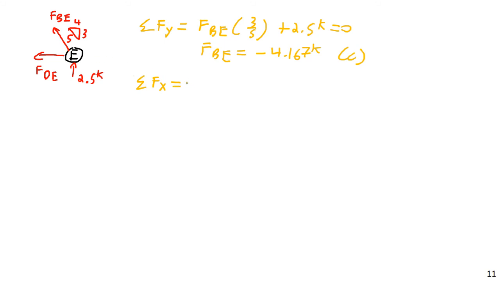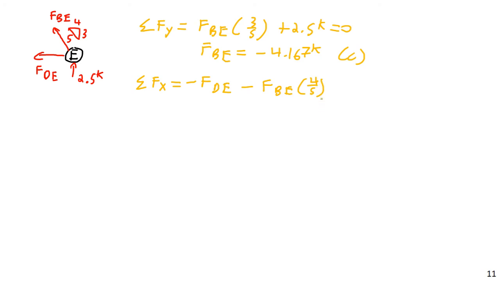And I'll have negative FDE. And notice, when I write my equations, I always create them based off of my diagram here. Negative FDE minus FBE. So even though I am going to put a negative in here eventually, right now I'm just creating my equation purely off of my diagram. I'm ignoring this. I'll substitute in this negative value in the next step. Negative FBE times 4 over 5, times 4 over 5 here.